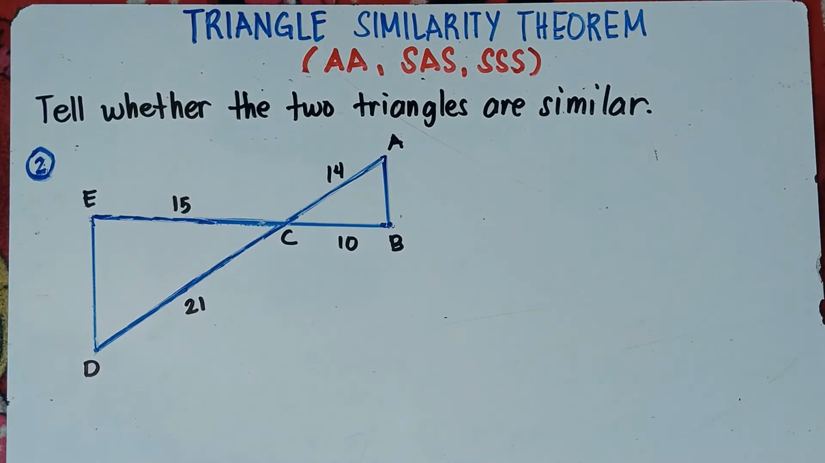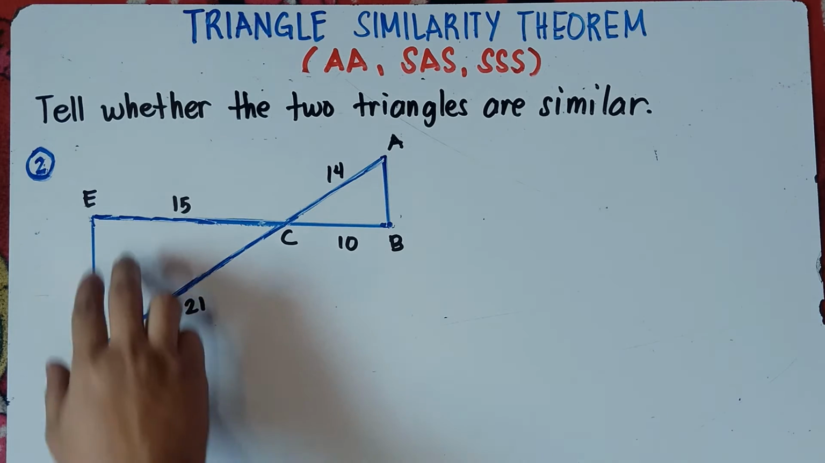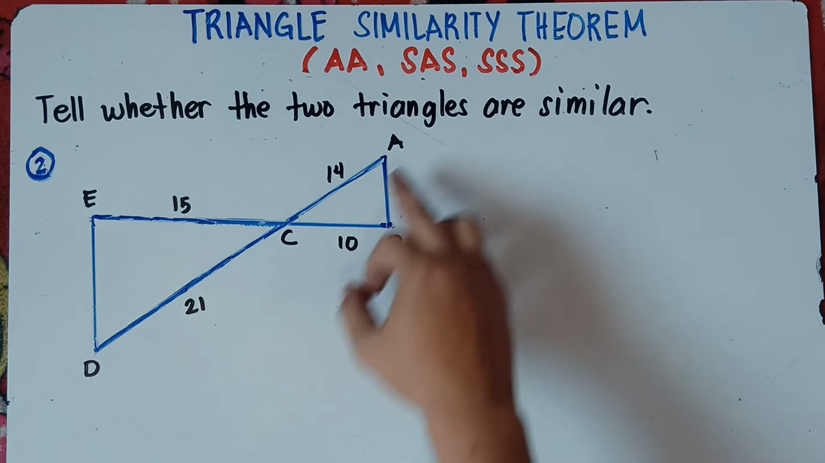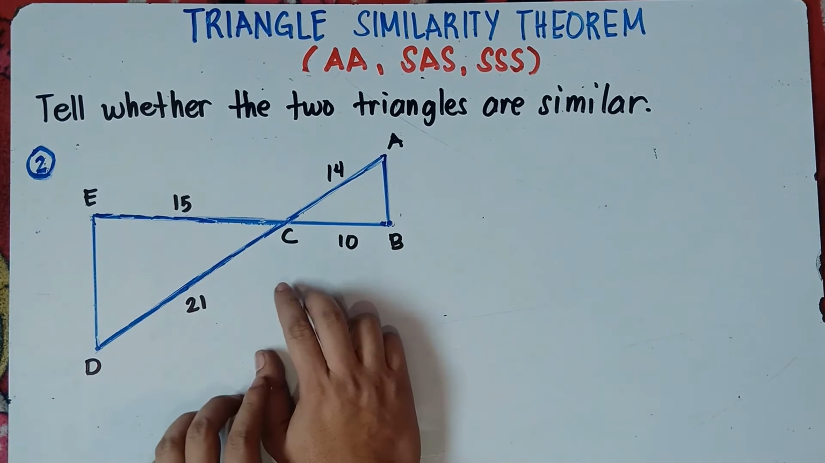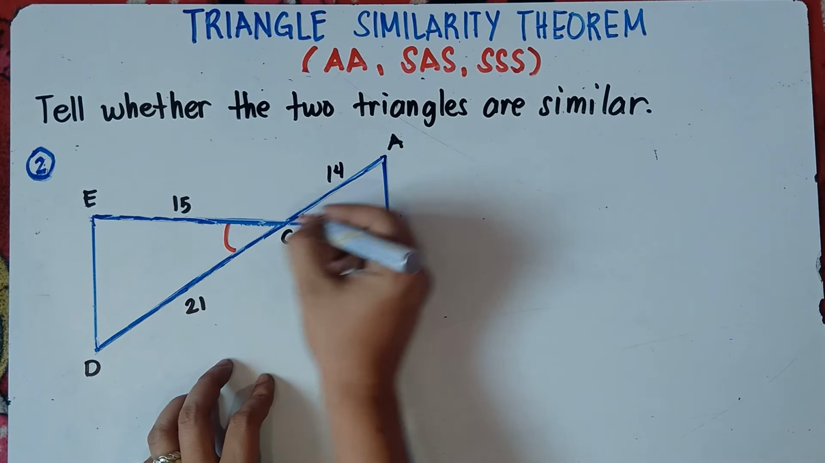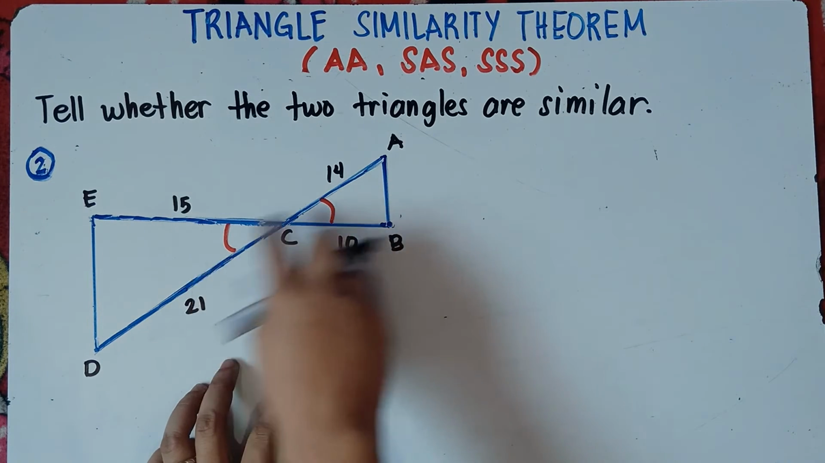Alright, so example number 2. Once again, we're going to tell whether the two triangles are similar. So in this given illustration, we have two triangles. So we have the big triangle, triangle DEC, and triangle ABC. So once again, this angle right here is what we call the included angle. Question, are they congruent? Yep, they are congruent because these are vertical angles.